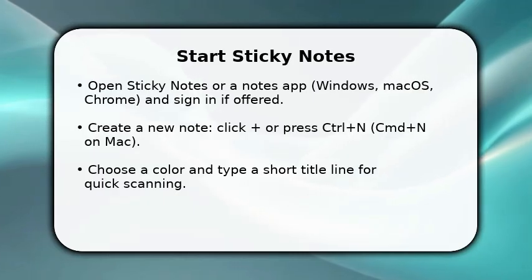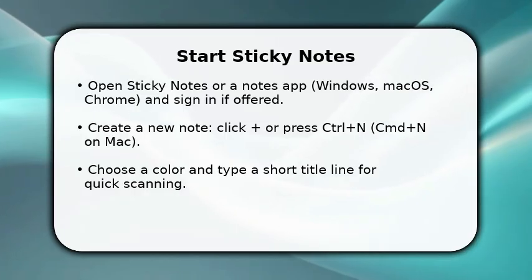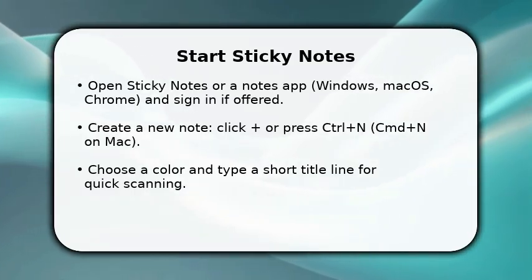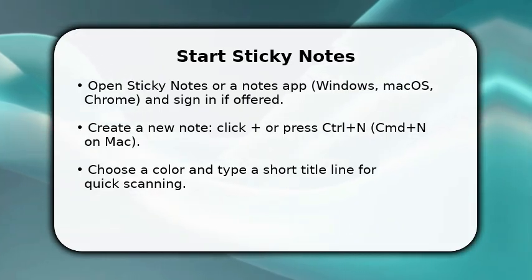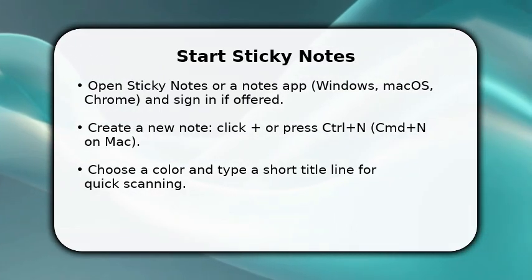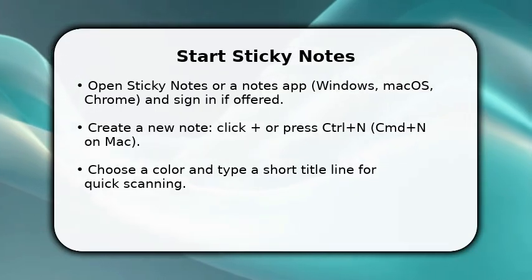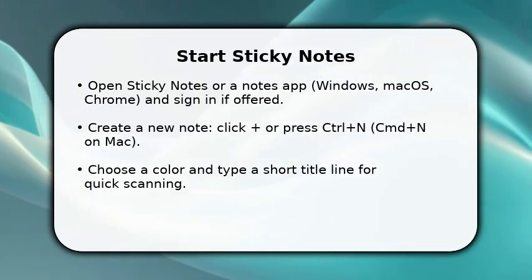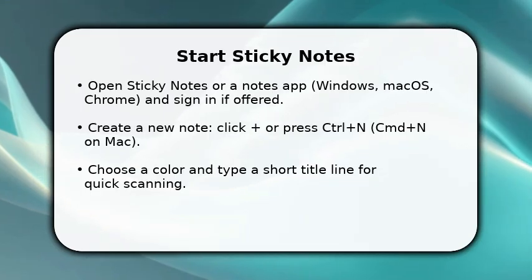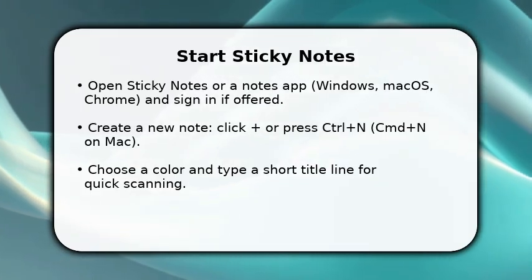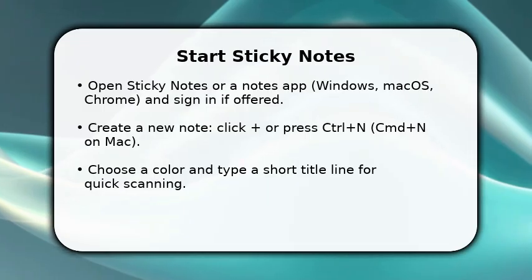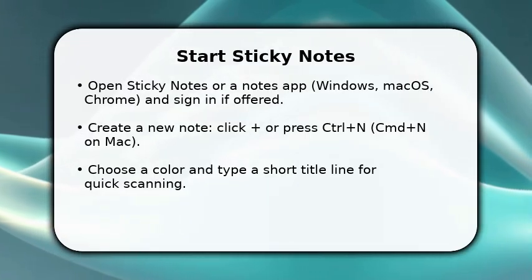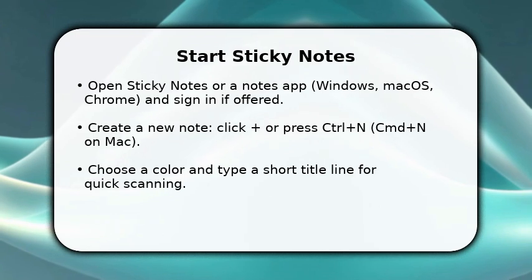You begin by opening the Sticky Notes app on your computer and signing in if it prompts you. This ensures sync and backup. Once open, create a new note with the plus button or Ctrl+N, CMD+N on Mac, so you can start capturing information immediately. Give the note a concise title or first line so you can spot it quickly on your desktop, and pick a contrasting color. Colors speed recognition when you have many notes. Now you have a working note ready for organizing.